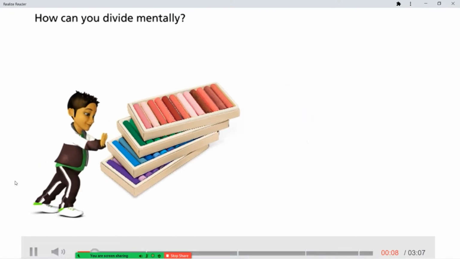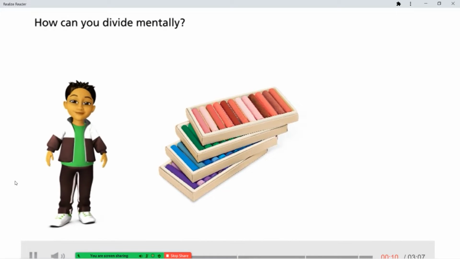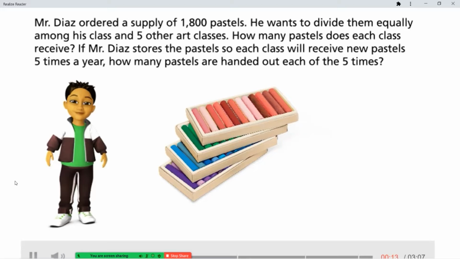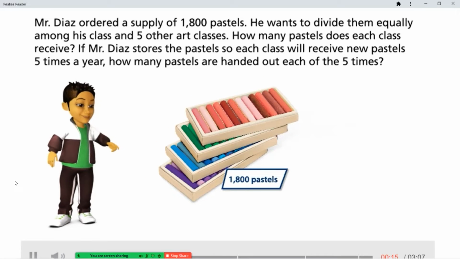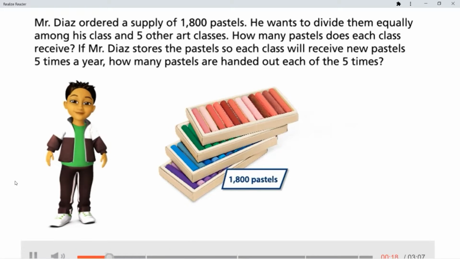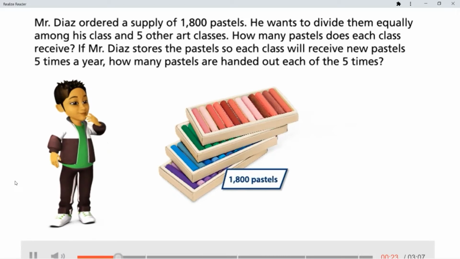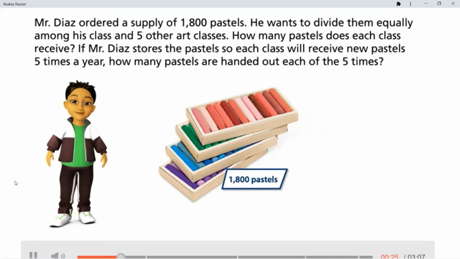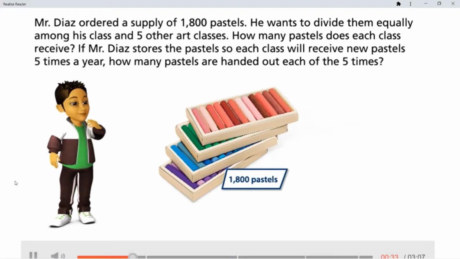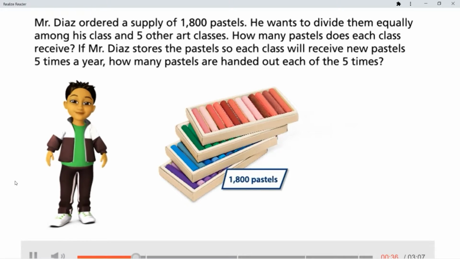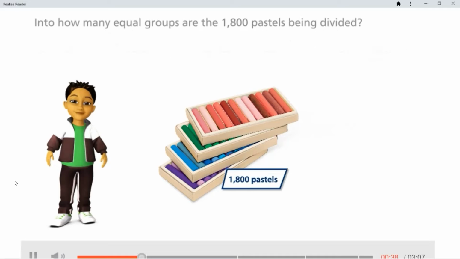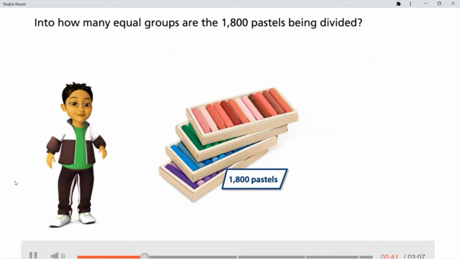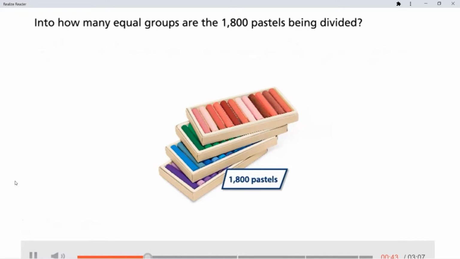How can you divide mentally? Mr. Diaz ordered a supply of 1,800 pastels. He wants to divide them equally among his class and 5 other art classes. How many pastels does each class receive? If Mr. Diaz stores the pastels so each class will receive new pastels 5 times a year, how many pastels are handed out each of the 5 times? Into how many equal groups are the 1,800 pastels being divided?